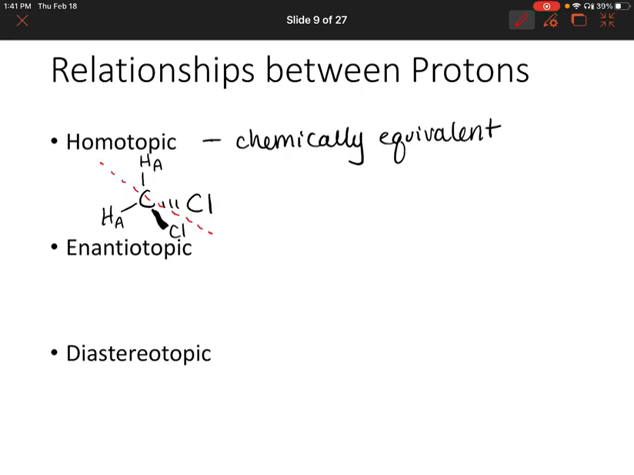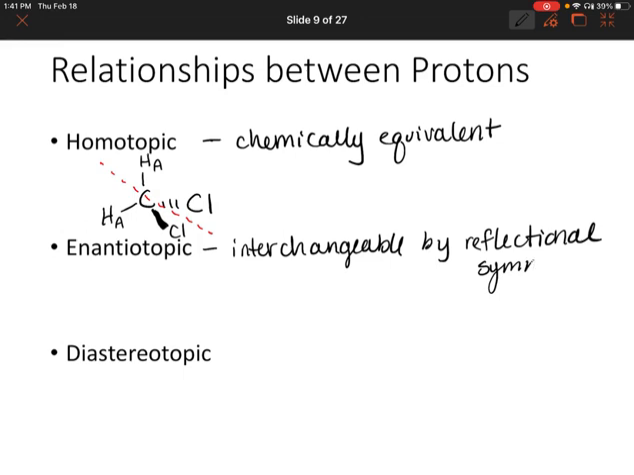You can also have what are called enantiotopic protons. If there is a plane of symmetry and you can create enantiomers, then you can call those protons enantiotopic protons. They are interchangeable by reflectional symmetry. It's kind of a fancy description, but let's look at an example.